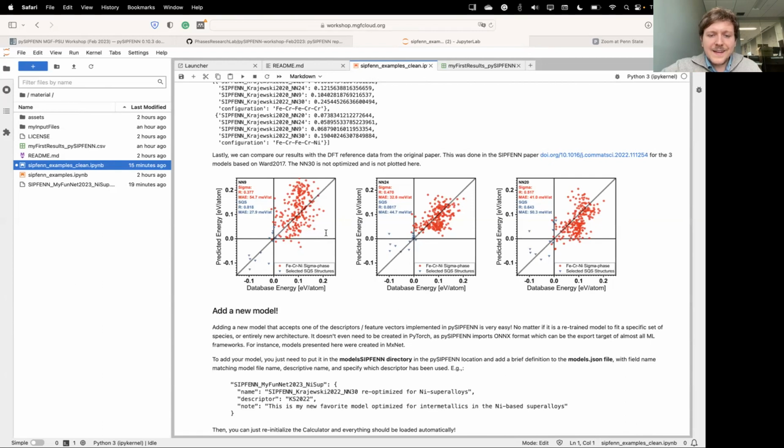Triumph Villa asked, can we use PySIPFENN to predict other properties, density, mechanical properties based on Materials Project or OQMD database? So it should be, again, quite straightforward to run your models within PySIPFENN based on your own models. We are not shipping PySIPFENN with any of these models, but you can do so.